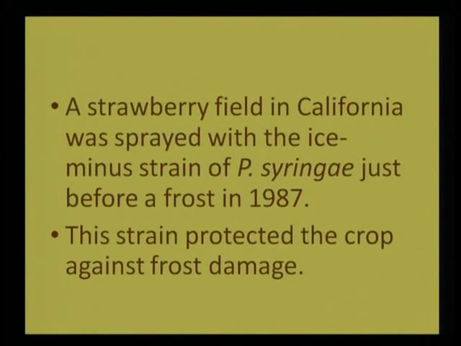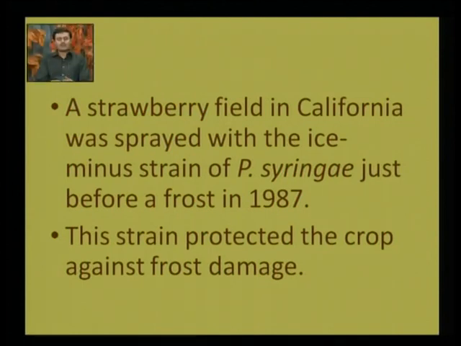First it was applied on a plant, which we will also see in some slides. A strawberry field in California was sprayed with the ice minus strain of Pseudomonas syringae just before a frost. It means it prevents frost on the plants, and we can save such plants from its harmful effects. So ultimately it increases crop production, or we can say it saves our economy.